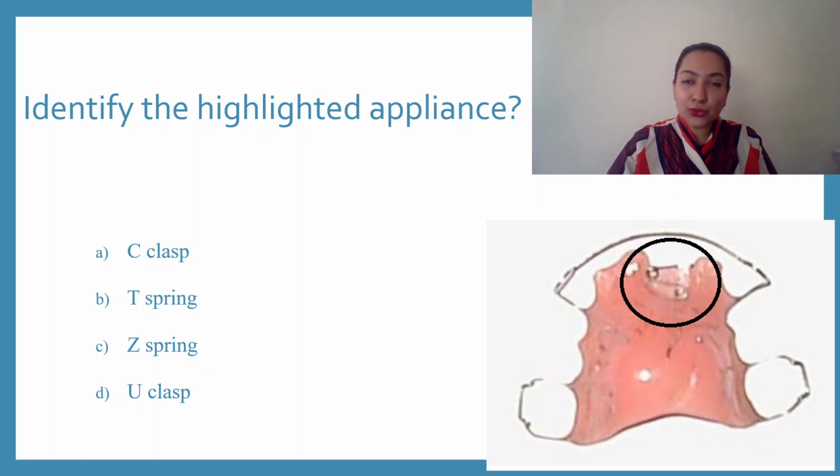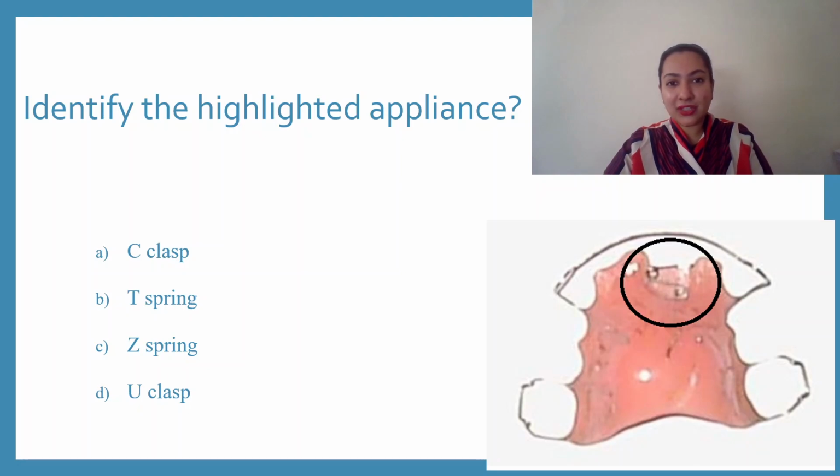And then comes the U-clasp. No, this is not a U-clasp. U-clasp, we all know how it covers the area of the tooth and how it is engaged. So the highlighted appliance here is a Z-spring.